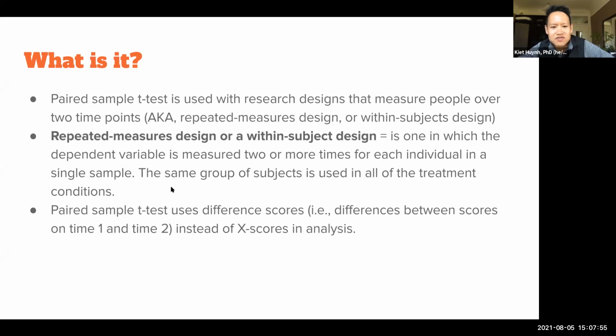As far as the definition of repeated measures or within subject, it is one in which the dependent variable is measured two or more times for each individual in a single sample. It's important to note that we're looking at a single sample, a single group of people over time. So we're not looking at two or multiple groups, and we're looking at the same participants at each time point. So we're asking the same participants survey questions at multiple time points. If we have 100 participants that we asked about depression at time 1, then we would ask the same 100 participants at time 2 about their depression levels.